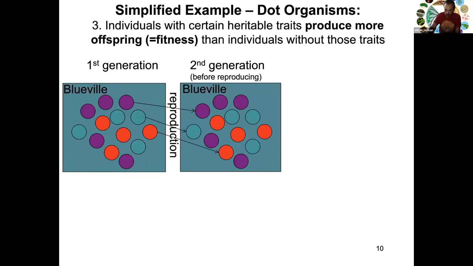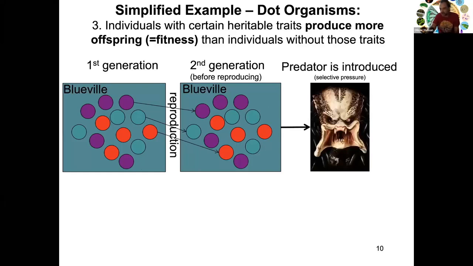Okay, so let's introduce, so we've got the first generation reproducing happily to make the second generation. This is the second generation sitting around in Blueville, happily doing their thing. And then a selective pressure is introduced. In this case, a predator comes along. So the predator comes in, and this is a visual predator, and it eats up individuals in Blueville based on which ones stand out the most in that blue background.